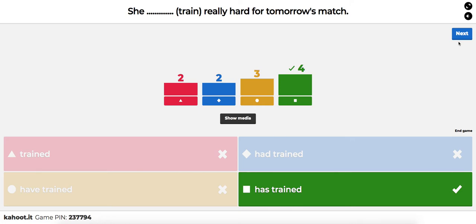What happened here? She has trained really hard for tomorrow's match. Because it's something that she has been doing, it has a consequence in the future, and you just have one action. Yes, no more than one action, so for that reason, present perfect. Questions about this one?